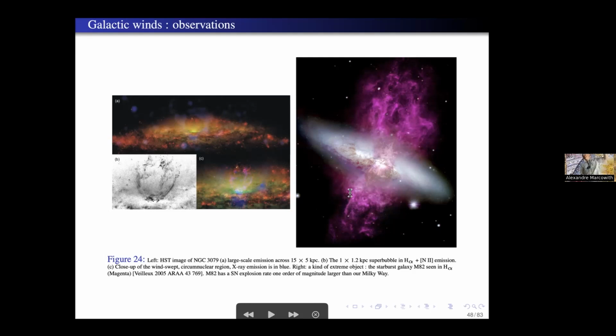Here is a nice picture of a starburst galaxy, M82, which is spectacular and has a star formation rate about 10 times our Milky Way. This galaxy produces a huge amount of strong winds, and you have 30 supernovae per century in this object. And again, with supernovae are associated cosmic rays. If you take 10%, you have some amount of cosmic rays expected to be associated with this stellar activity.